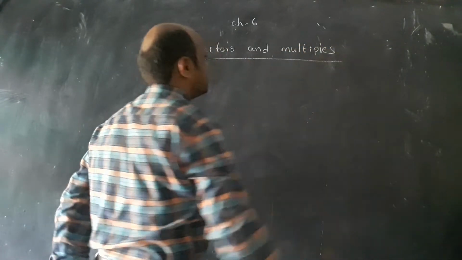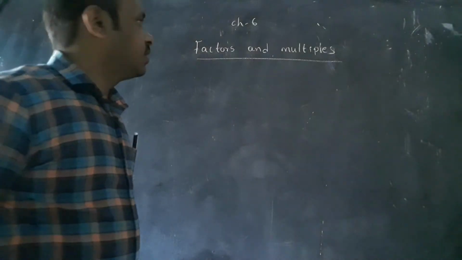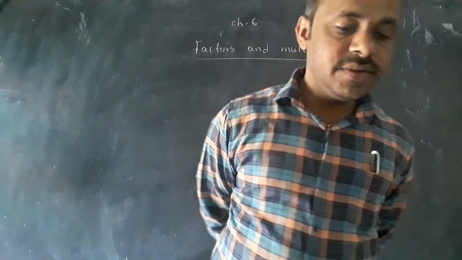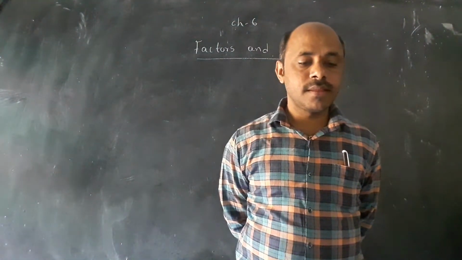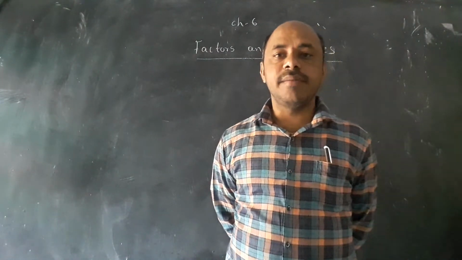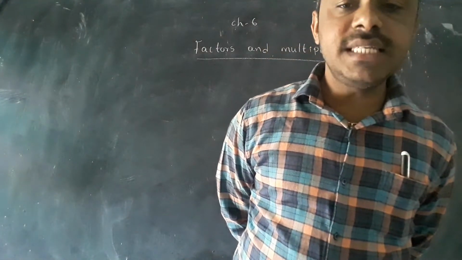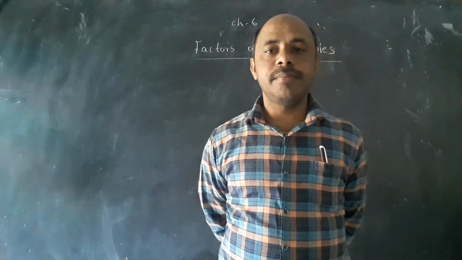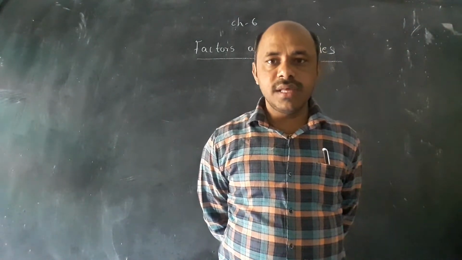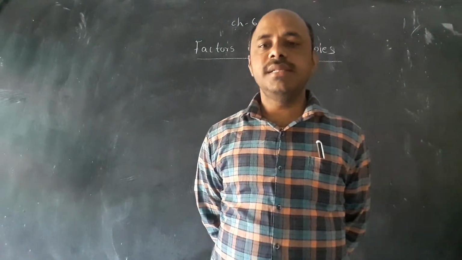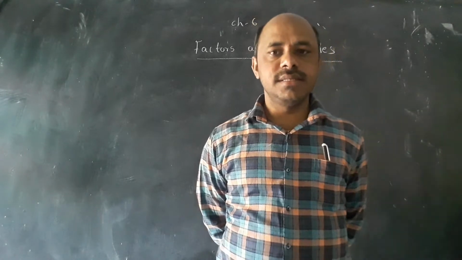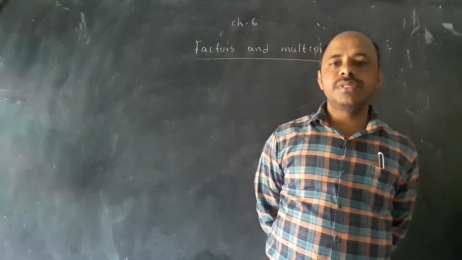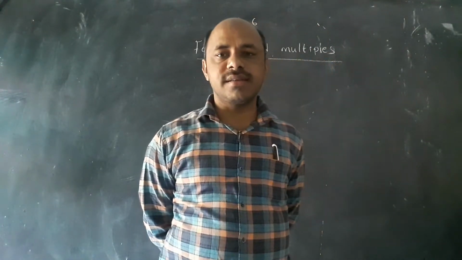Okay, what is a factor and what is a multiple? First, factor. A factor is a number which divides a given number without leaving a remainder. Means the remainder is 0. Those numbers we will call a factor.